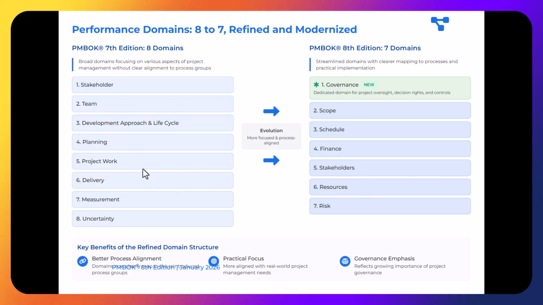I'm really keen to see how they're going to make these 7 domains work. And in the 8, I believe team is inside of stakeholders. Development approach and life cycle, I'm curious about that. Planning and project work and delivery and measurement and uncertainty are no longer there. Whereas risk and uncertainty could actually go together if you think about it.